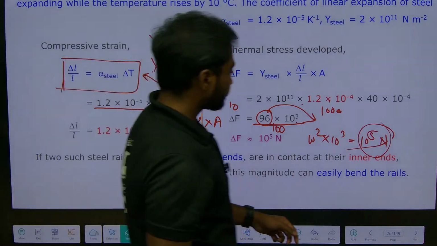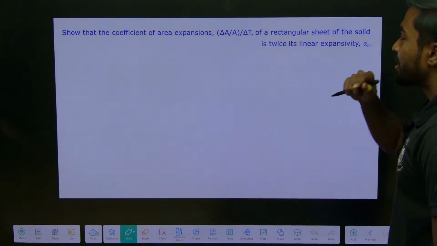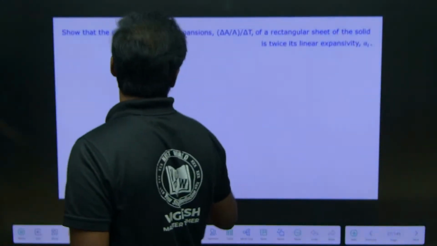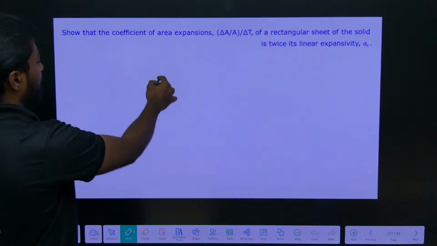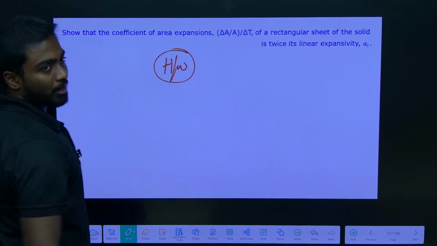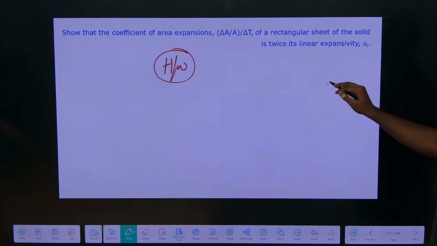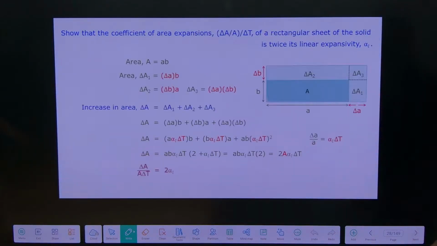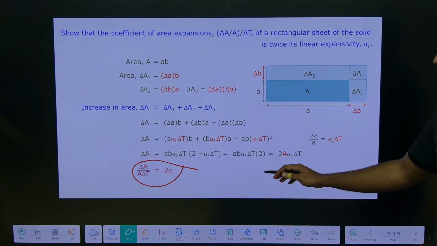Okay, done. So next question: show that the coefficient of area expansion, delta A by A divided by delta T, of a rectangular sheet of a solid is twice its linear expansion. This is a homework question, you can take it. From the EAPCET point of view it is not that important, but you can note the result. It is 2 times alpha, that's it.